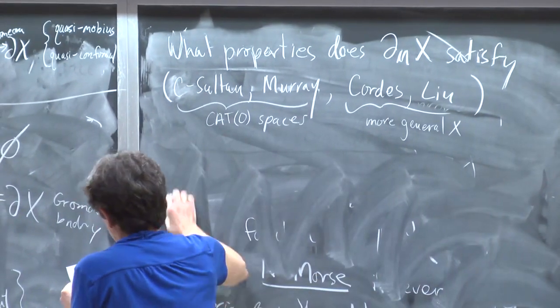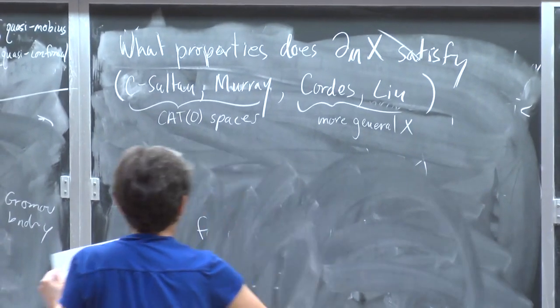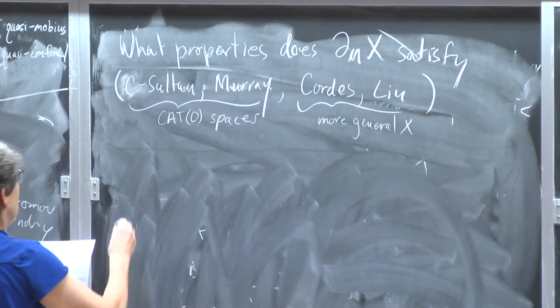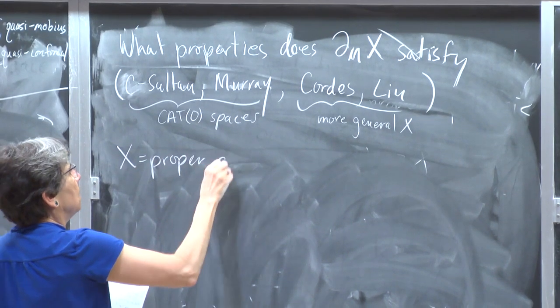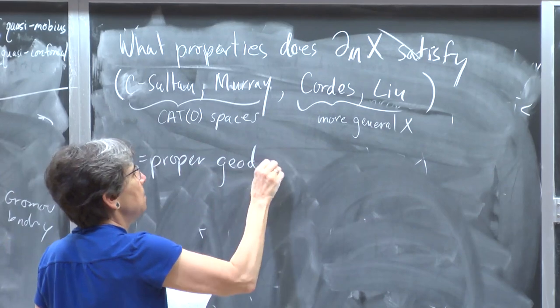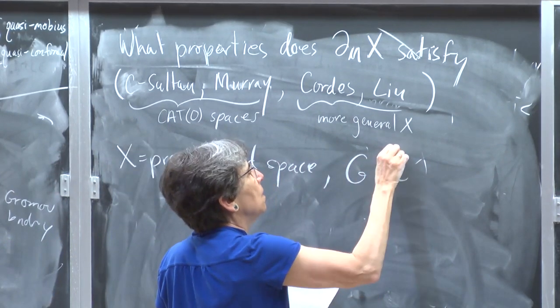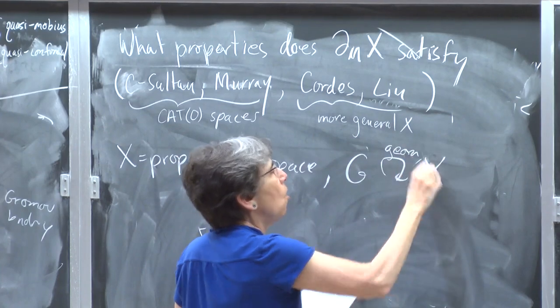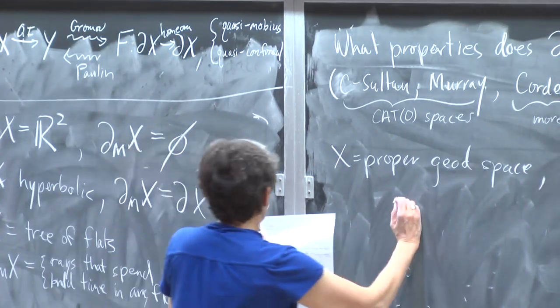So my assumption here is only that I have a geometric action. So X is a proper geodesic metric space, and G is acting geometrically on X. That's all my assumption is, all right? No other conditions, all right?